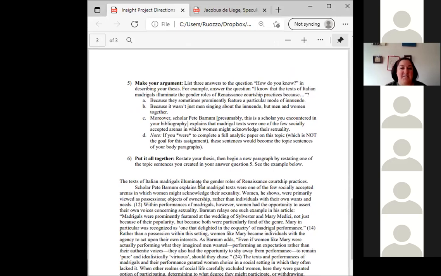List 3 answers to the question, how do you know? Describing your thesis. In other words, provide 3 pieces of evidence for the big claim you made in 4B. So if 4B is the big statement, the big original insight you want to make, step 5 is just going to be you listing 3 pieces of evidence. Now, be specific in your evidence. Just like we said, because something is interesting is not a good thesis.